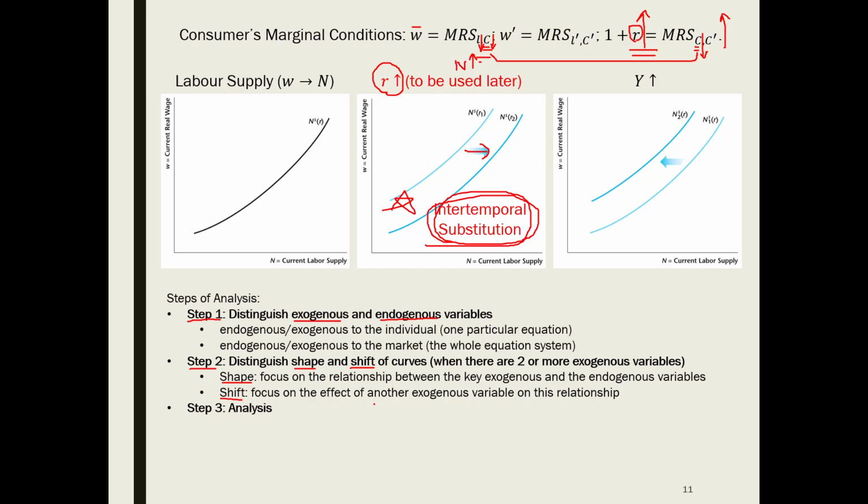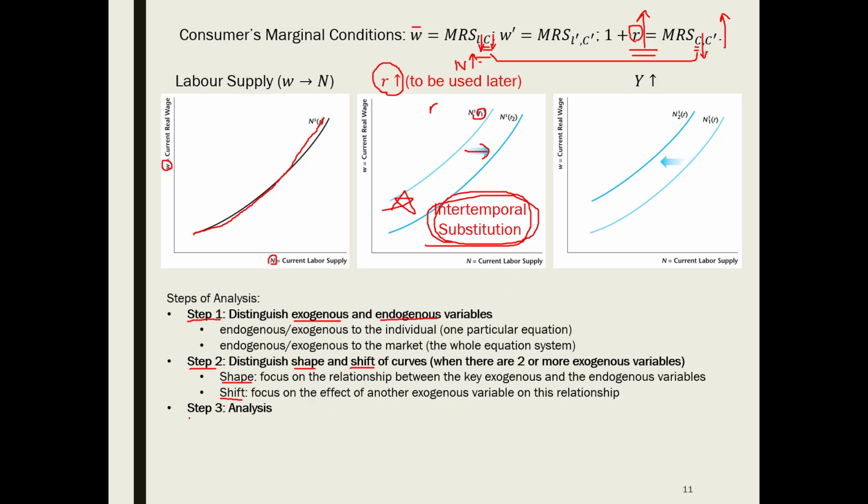For example, the relationship between wage and labor supply is the shape of the curve because both variables are axis variables in the labor market, while the relationship between interest rate and labor supply we just discussed is the shift of the curve because interest rate is not the axis variable in the labor market.